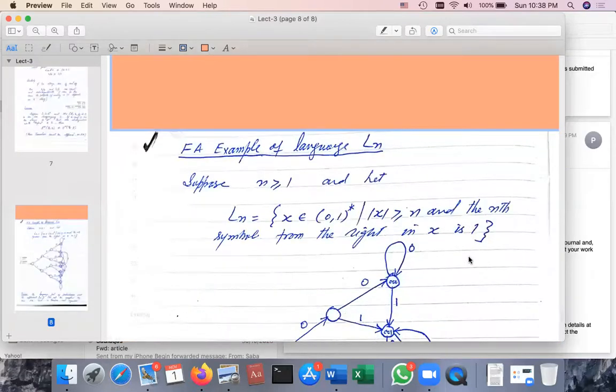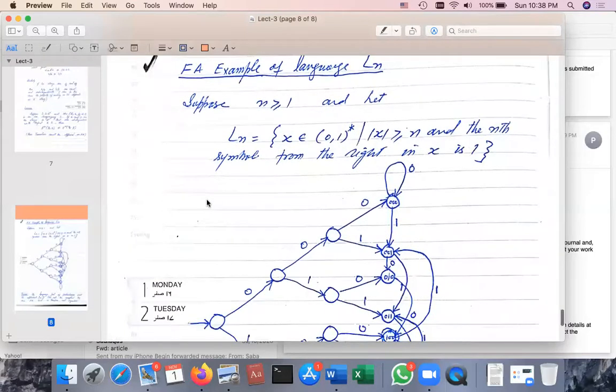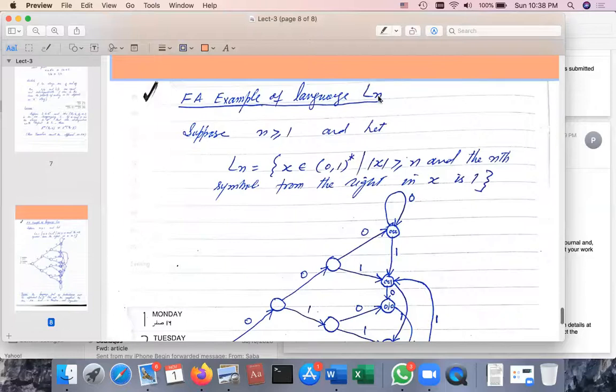Now, this is the last slide, and here we have an FA for a language Ln, and there is a condition on this Ln. Suppose, and what is that condition? That n is greater than or equal to 1. So the value of n can be 1 or greater than 1: 1, 2, 3, 4, 5.